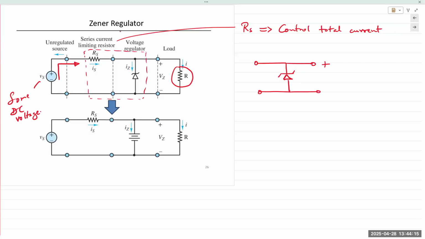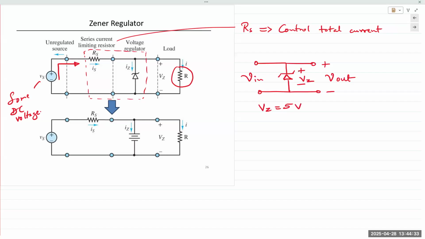And this is where you're measuring the output voltage. So this is V out, and this is V in. Let's say this Zener diode is rated for 5 volts.